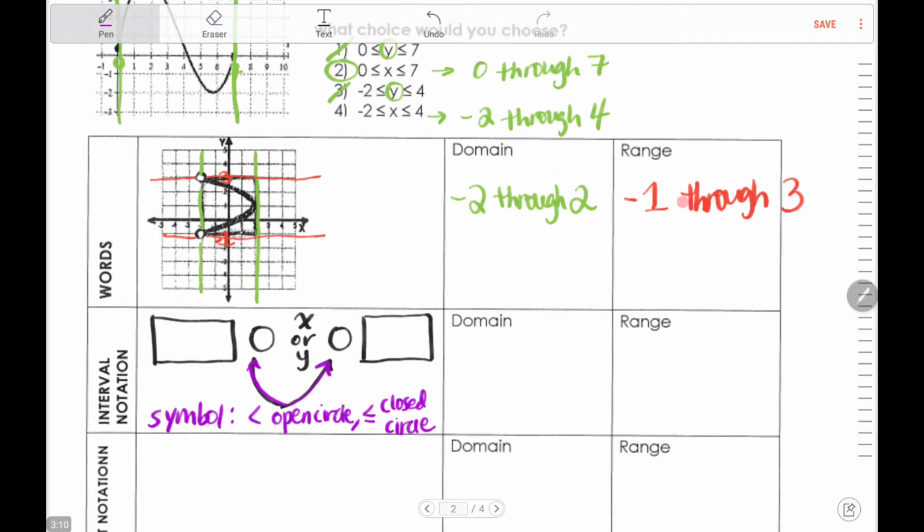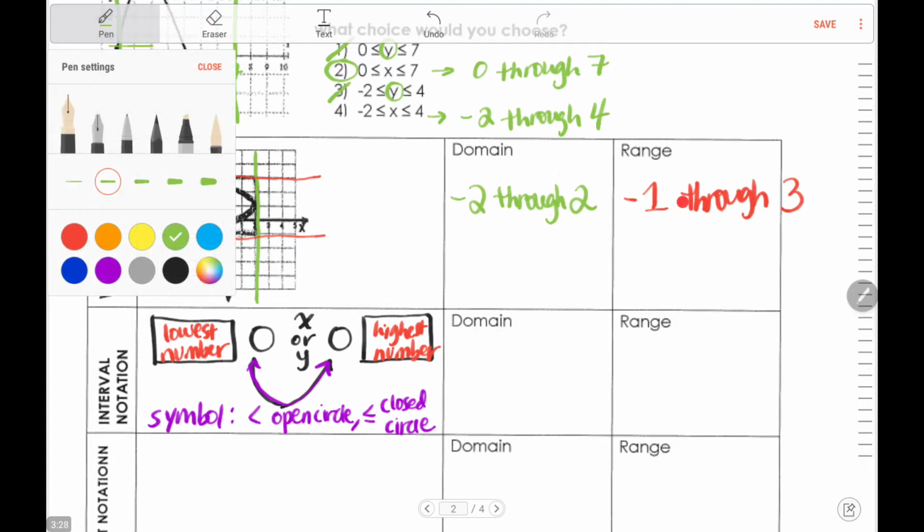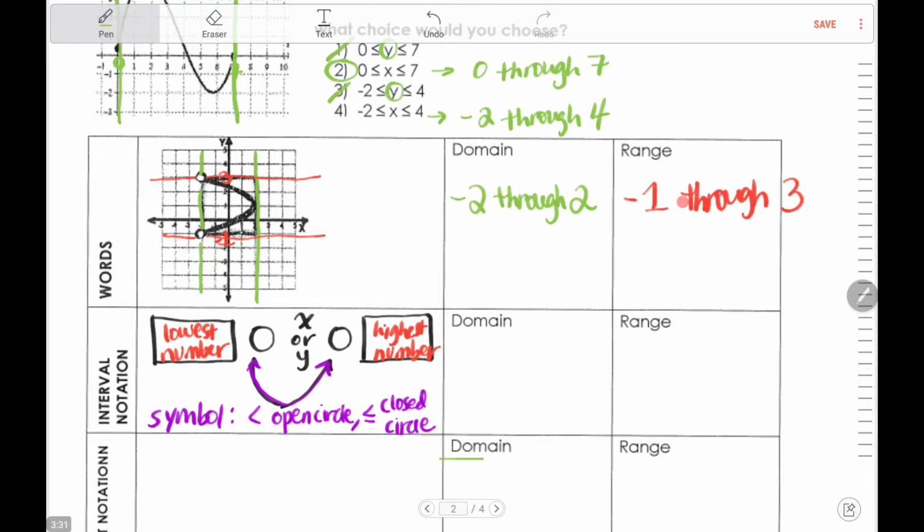And then in these boxes is the lowest number to the highest number on the right. And we choose either x or y based on whether we're talking about the domain or the range. So for the domain, let's look at this. Our lowest number was -2. I'm going to write those boxes, the bubbles, and I know I'm talking about x's because it's domain, so I'm going to write x.